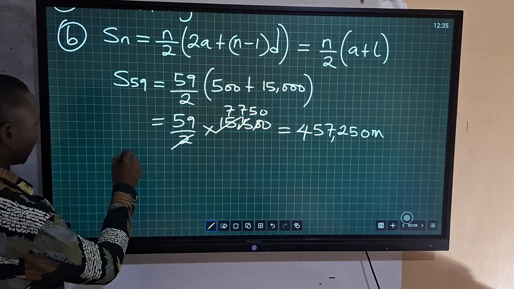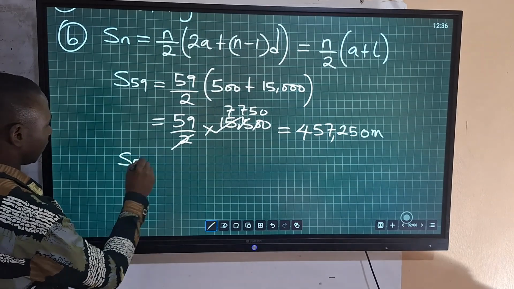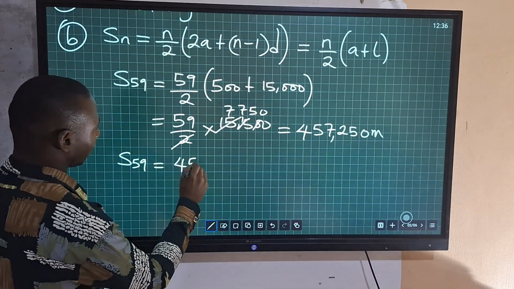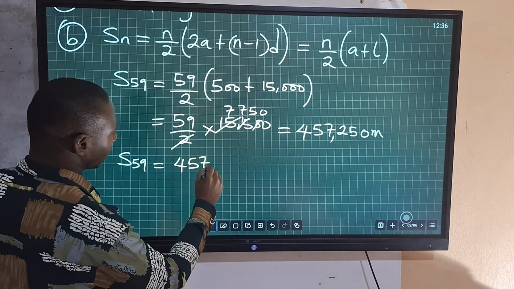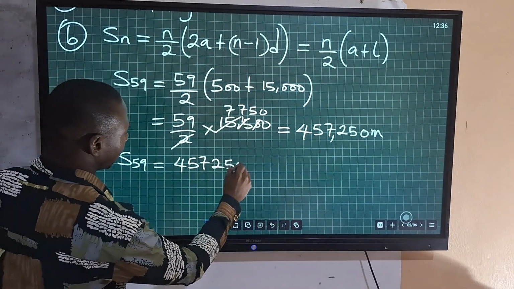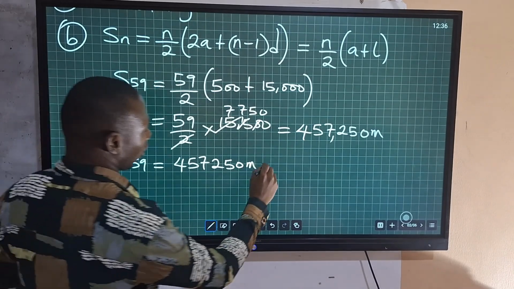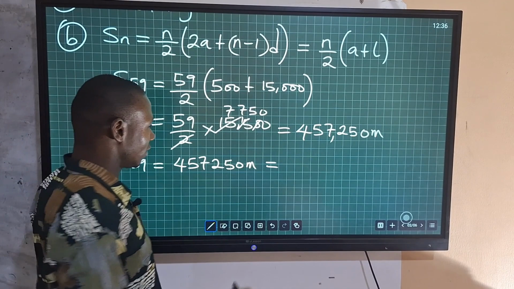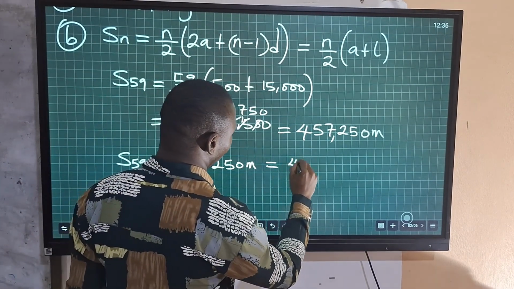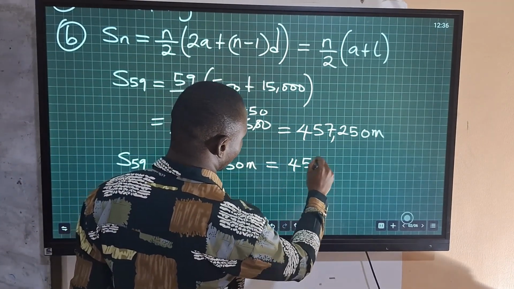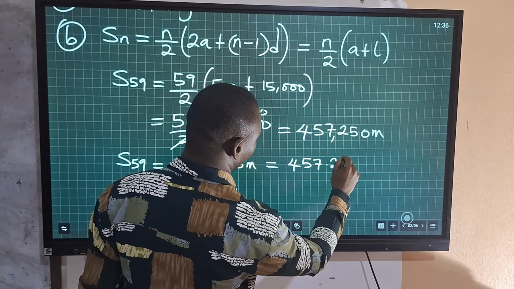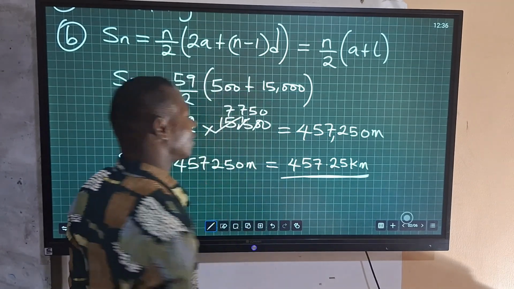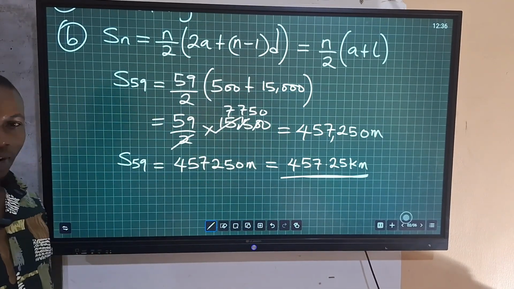So let's convert this value to kilometers. We have that S59 is equal to 457,250 meters. Or you write it, when you divide this value by 1,000, you have 457.25 kilometers. And that's the end of the solution.